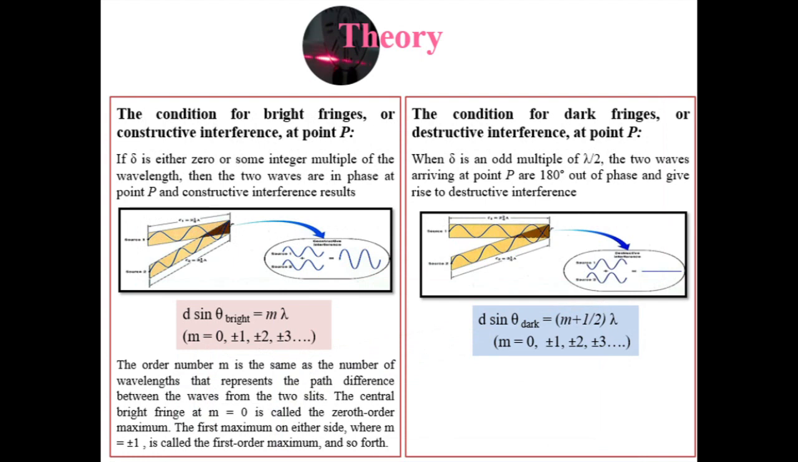If delta is either 0 or some integer multiple of the wavelength, then the two waves are in phase at point P and constructive interference results: d sine theta equals m lambda. When delta is an odd multiple of lambda over 2, the two waves arriving at point P are 180 degrees out of phase and give rise to destructive interference: d sine theta equals (m plus half) lambda.